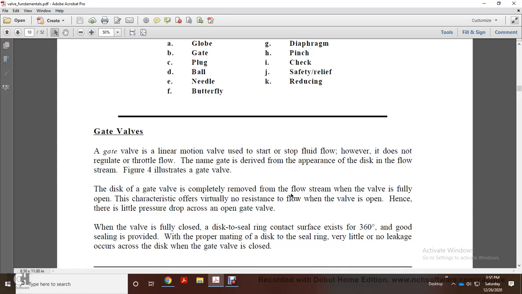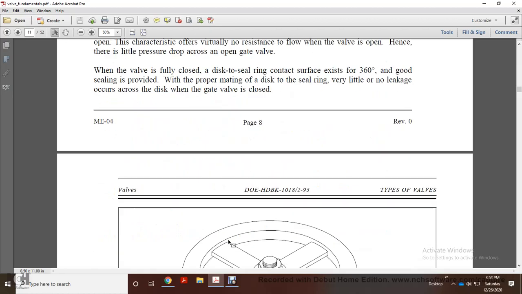This characteristic offers virtually no resistance to flow when the valve is open, hence there is little pressure drop across the open gate valve. When the valve is closed, the disc and seal ring contact surface exists at 360 degrees. Good sealing is provided. With proper mating of the disc and the seal ring, very little or no leakage occurs across the disc when the gate valve is closed.